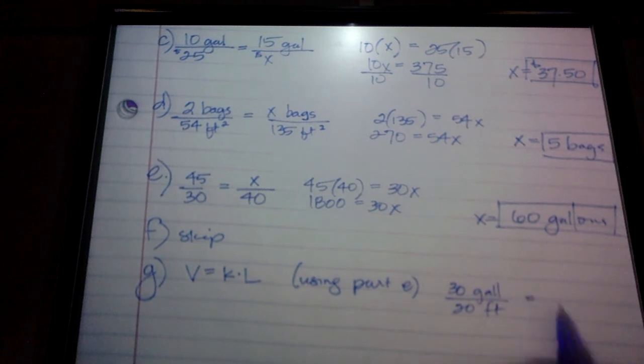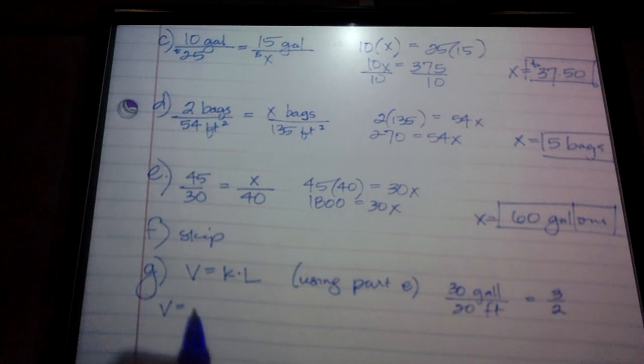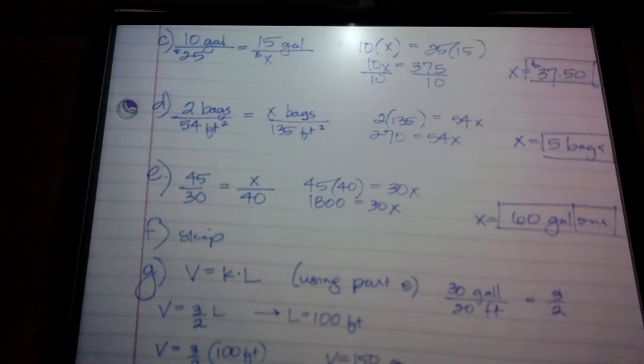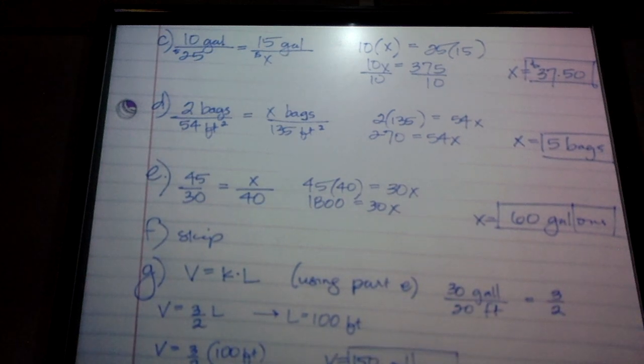So if I reduce that, that's 3:2. So volume equals 3/2 times length. And they've told me that I have a length of 100 feet. So what is my volume? Volume would be 3/2 times 100 feet, which gives me a volume of 150 gallons. And that is it for that lesson.